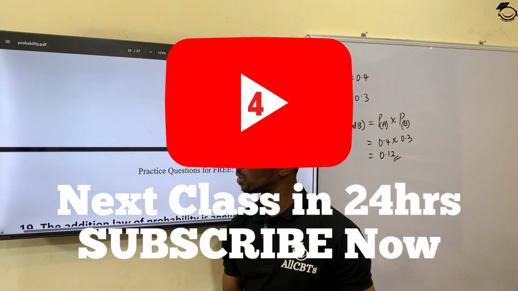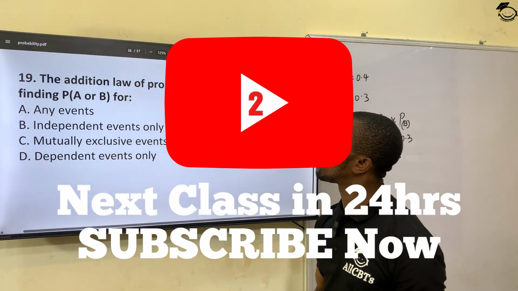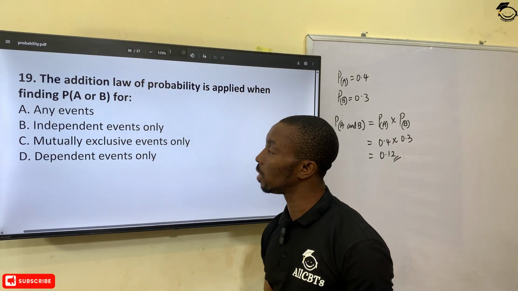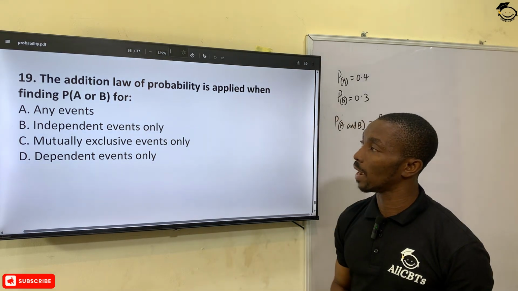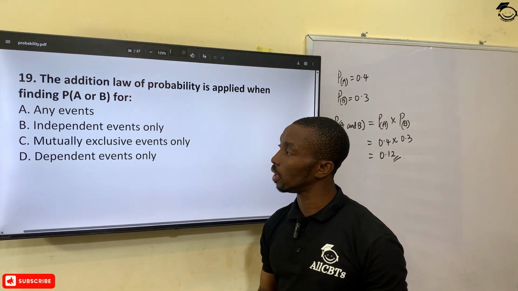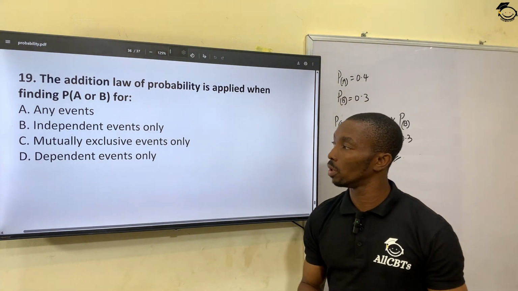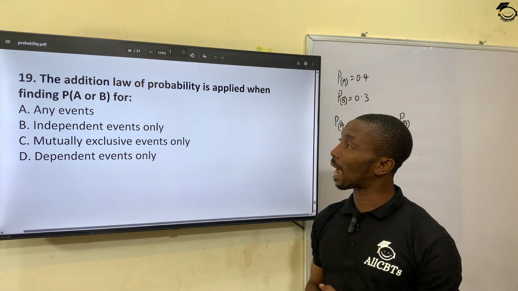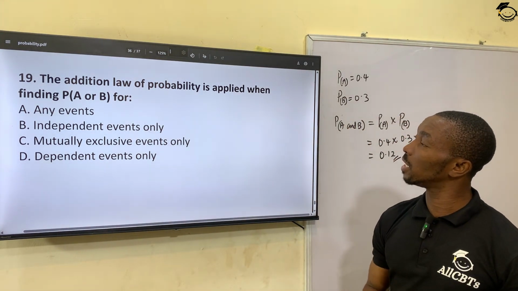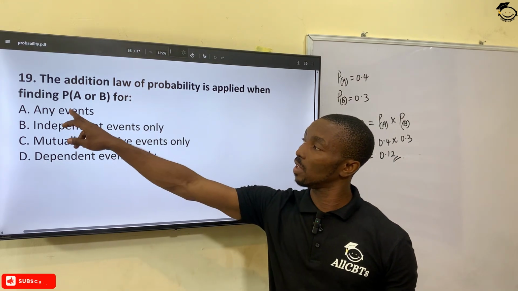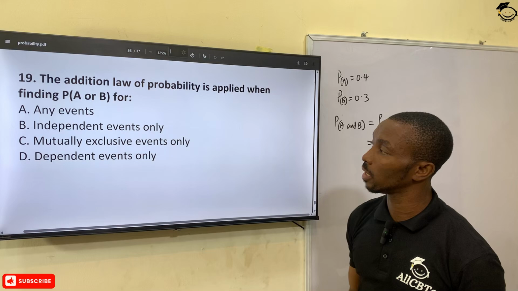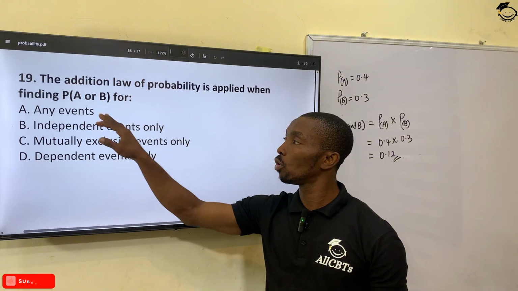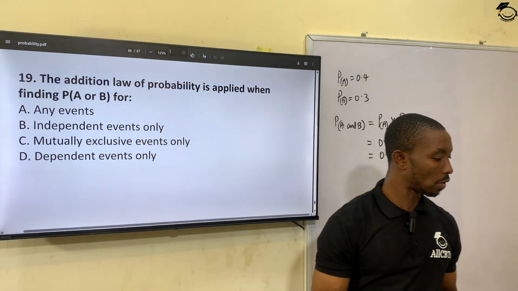Now, our next question is, the addition law of probability is applied when finding A or B for any event, independent event only, mutually exclusive event only, or dependent event only. Now, the addition law of probability is applied for finding any event, be it independent, mutually exclusive, or dependent. So the addition law cuts across all kinds of events.